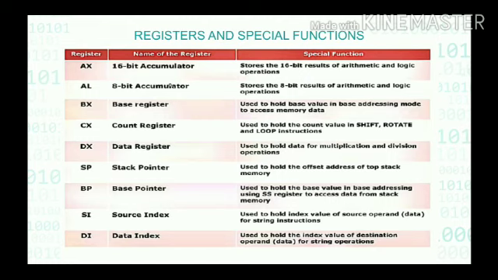SP, stack pointer. It is used to hold the offset address of the top of stack memory. BP, base pointer. It is used to hold the base value in base addressing using the SS register to access data from the stack memory. SI, source index. It is used to hold the index value of the source operand for string instructions. DI, destination index. It is used to hold the index value of the destination operand for string operations.